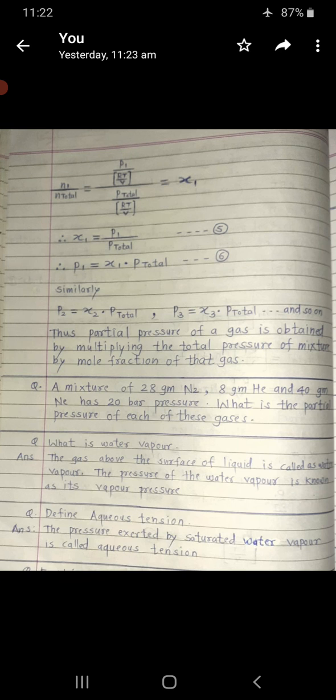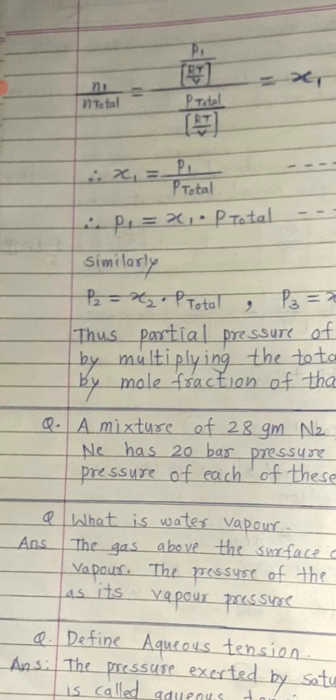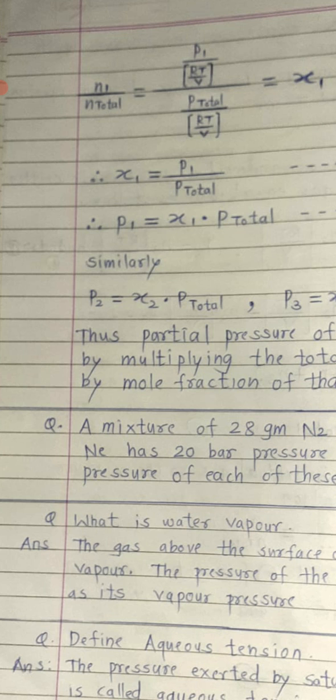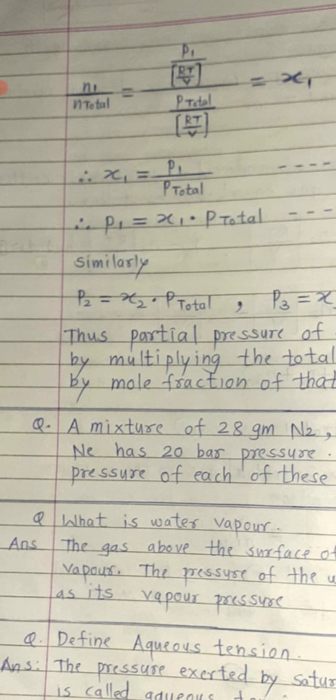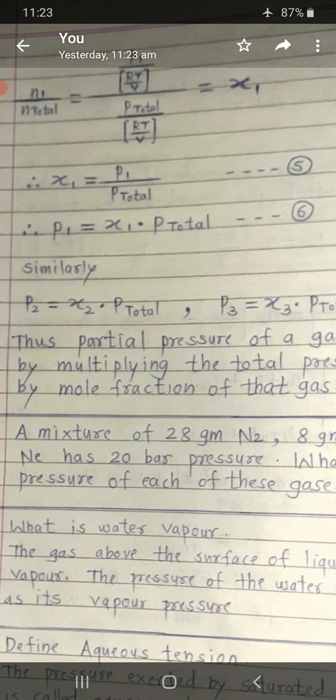N1 upon N total: what is mole fraction? The ratio of number of moles of any volatile component to the total number of moles of all the components in the solution is known as mole fraction. So N1 upon N total is the mole fraction, and it is X1. Therefore X1 is equal to P1 upon P total. This is equation number 5. So therefore P1 is equal to X1 into P total. P1 is below, taken to the left it becomes multiplication. So P1 is equal to x1 into P total. This is equation number 6.